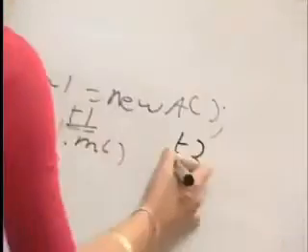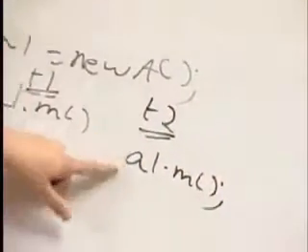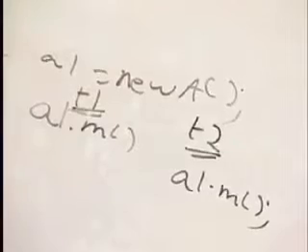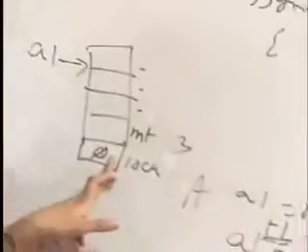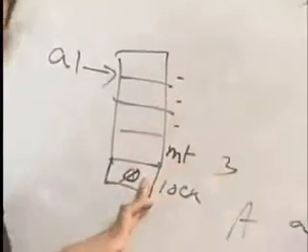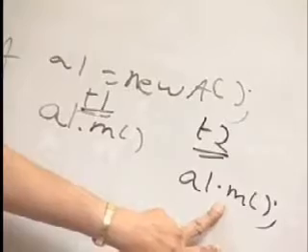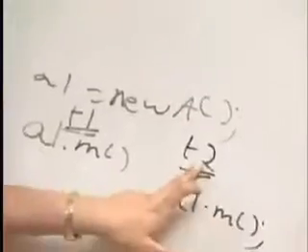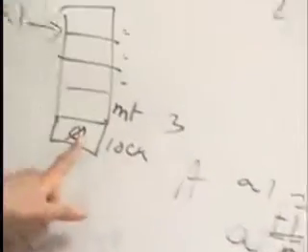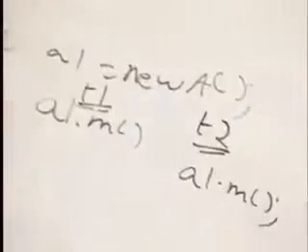Now let's say thread 2 was also trying to call the same M using this object A1. Since T1 had already placed a lock and was inside the synchronized method, T2, which has tried to call M, cannot get into the method M, because T2 also requires to place a lock, but the lock was already placed, so it cannot place a lock again over it.